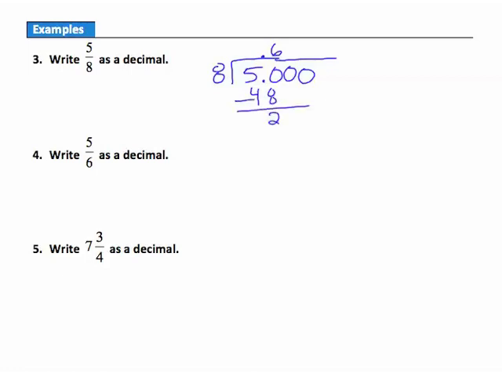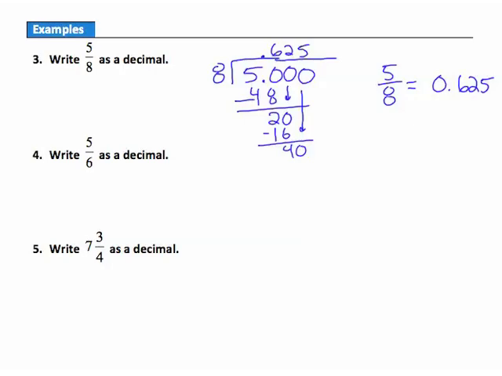Subtract, we get 2. Bring down the next 0. 8 goes into 20 twice. That's 16. We get 4. Bring down the next 0. 8 goes into 40 5 times. So when I write 5/8 as a decimal, I get the decimal number 0.625.